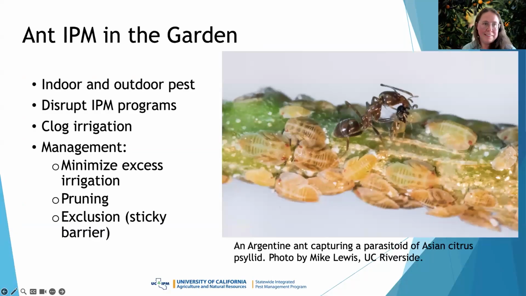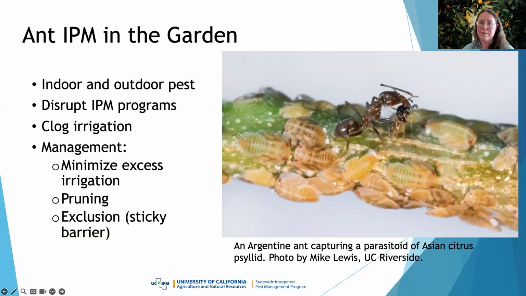But you might want to control it in your garden. This pest, Argentine ants, can be both an indoor and outdoor pest, but today we're just going to talk about the problems they can cause in the garden. The main problem with these ants in the garden is that they protect other pest insects. They consume honeydew, which is the sugary excrement many common pests like aphids and mealybugs secrete.